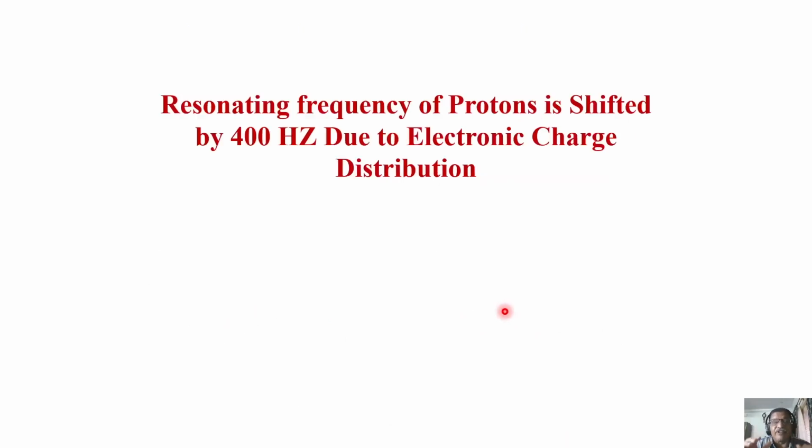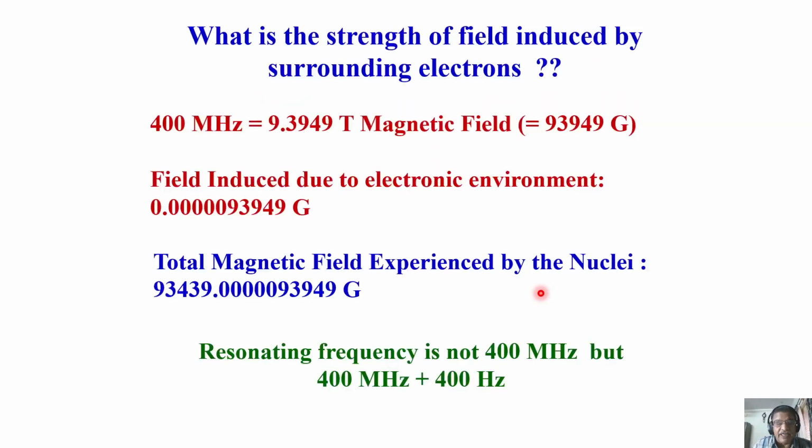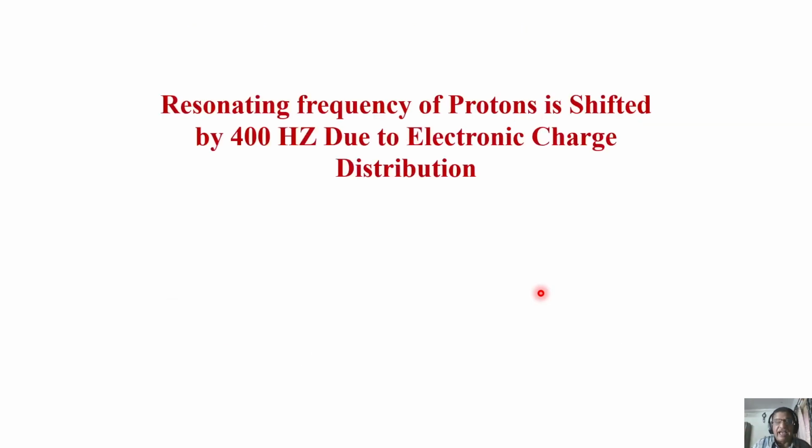So the resonating frequency of protons, instead of being exactly at 400, is now shifted by 400 hertz. You understand? Due to the electronic charge distribution, it is shifted by 400 hertz. I said here plus 400, even though the induced field opposes. If you take minus 400, it doesn't matter. Again, it is shifted by 400 in the opposite direction, doesn't matter. That's why I did not bother about this sign, whether addition or subtraction, in the previous slide.